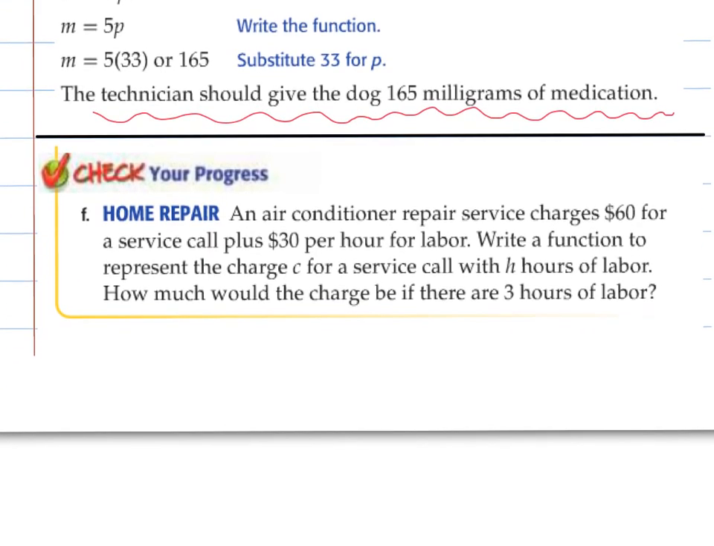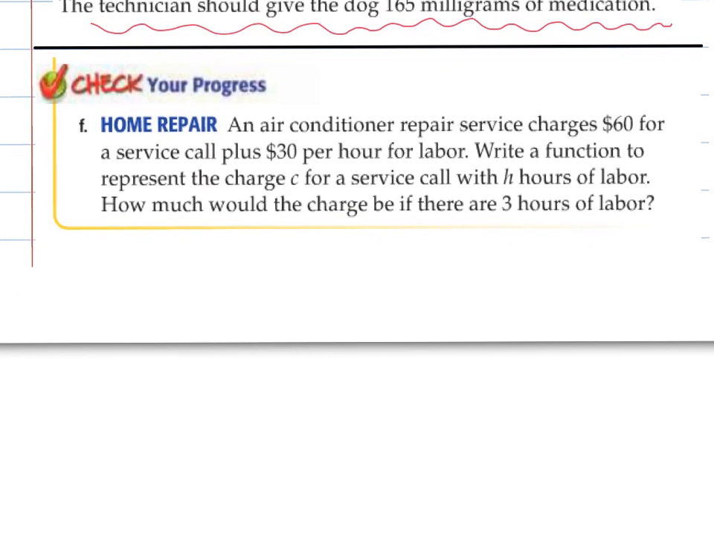Here's another one for you to try, and then maybe we can visit it in class and see how you do. An air conditioner repair service charges $60 for a service call plus $30 per hour for labor. Write a function to determine the charge C for the service call with H hours of labor. Then after you write an equation or a function, how much would you charge for 3 hours? So pause and give it a try. I will just do it in here then.